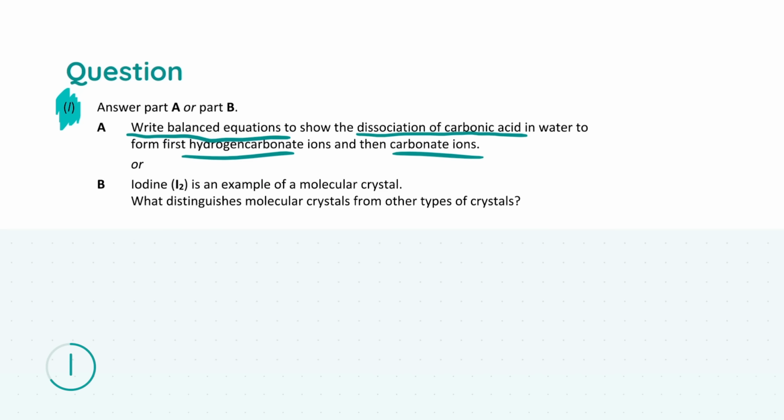Moving on to part B here. So we've just tackled part A. We're going to be looking at part B, which we said earlier is going to be working with these molecular crystals. In particular, we were looking at this iodine I2, and we were saying that this is an example of a molecular crystal. But the real question that we're being asked here is what actually distinguishes molecular crystals from other types of crystals. And this is just a nice wee piece of theory. It's just a few lines that we can write down, so it's actually not too bad. So let's have a look at that answer now.